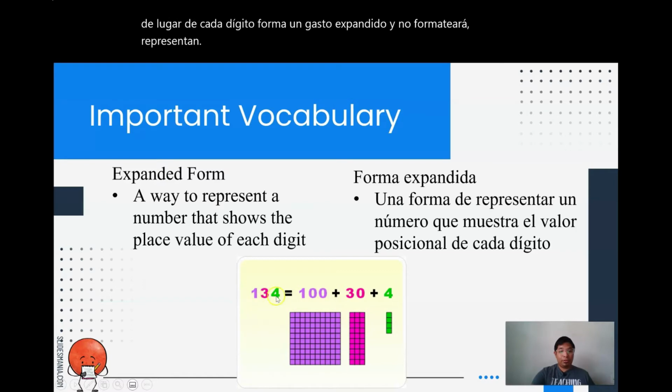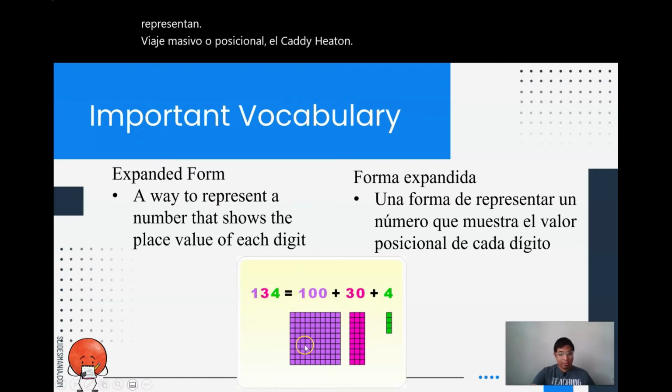Here we have 134 equals 100, and then we have 30, we have 3 tens, and then we have a 4, and then we have 4 blocks.